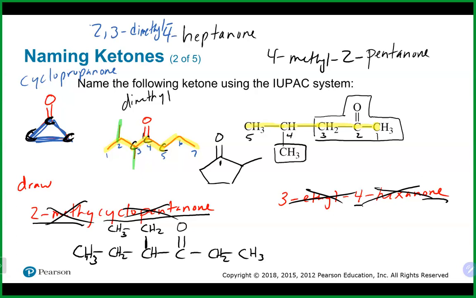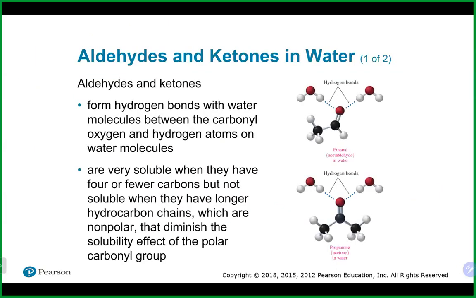All right, then let's talk a little bit about some properties here of aldehydes and ketones. Aldehydes and ketones in water can form hydrogen bonds with water. They cannot hydrogen bond with themselves because they don't have a hydrogen attached to nitrogen, oxygen, or fluorine. But they can hydrogen bond with water through the carbonyl group.